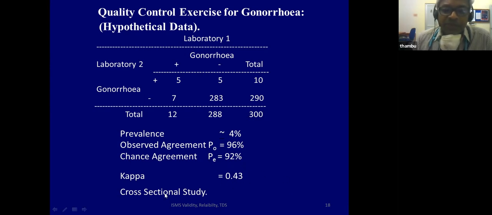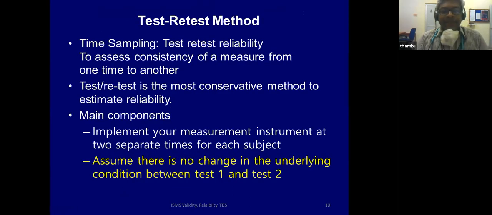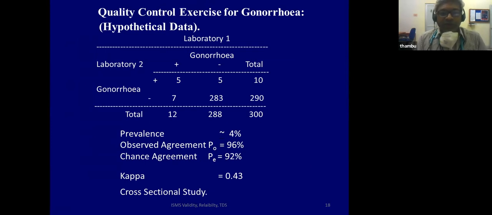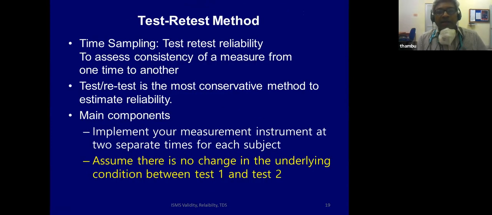Now, this is done as part of a cross-sectional study. This is one method where we are doing a cross-sectional study. The two tests are done at the same time. Now, there's another thing called the test-retest method. This is a time sample. So again, test-retest reliability could be used in time samples. So here we are testing the consistency of a measure from one time to another time.